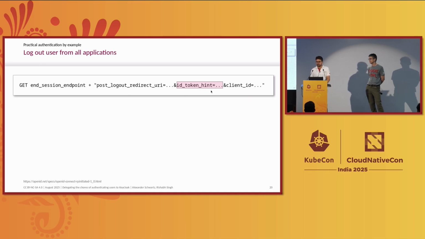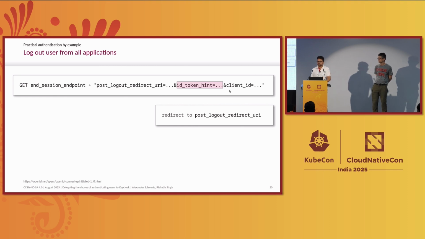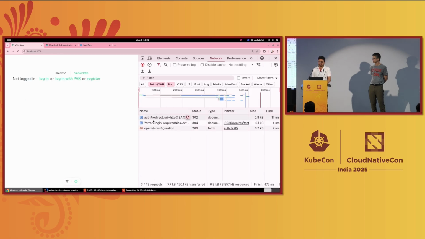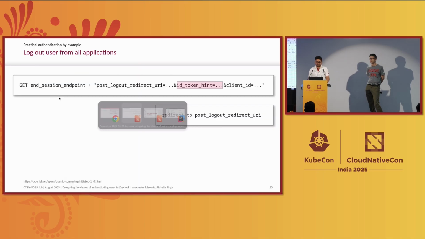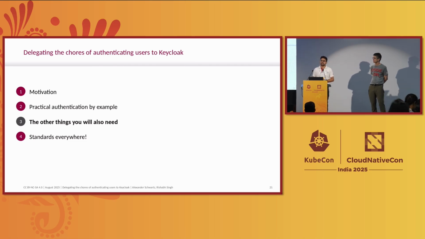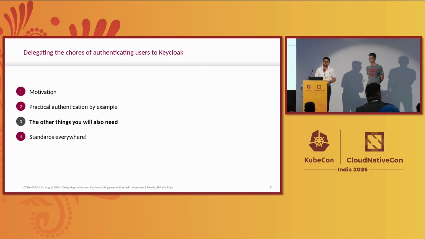And you will also have to pass the ID token and the client ID. Once this is done, we are redirected back to the post logout redirect URL. So I can do that from here. I can just call logout and it just goes back to the initial screen. Yeah, so overall we saw the complete workflow of authentication, getting user information, and then lastly we logged out. So all this we can delegate to Keycloak. So now Alexander will take you forward from here.